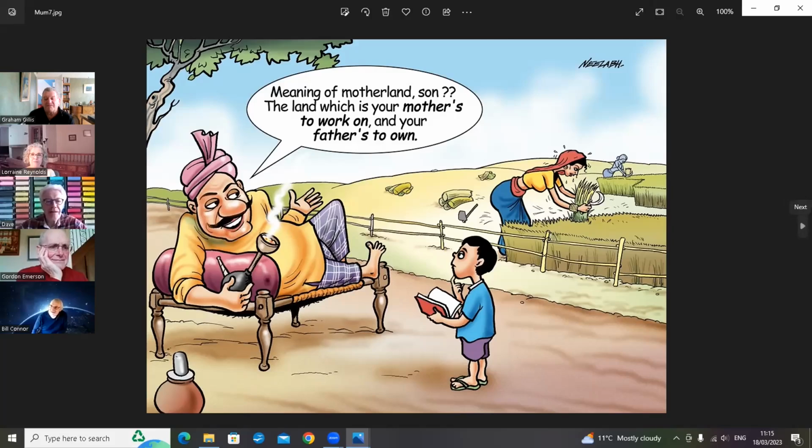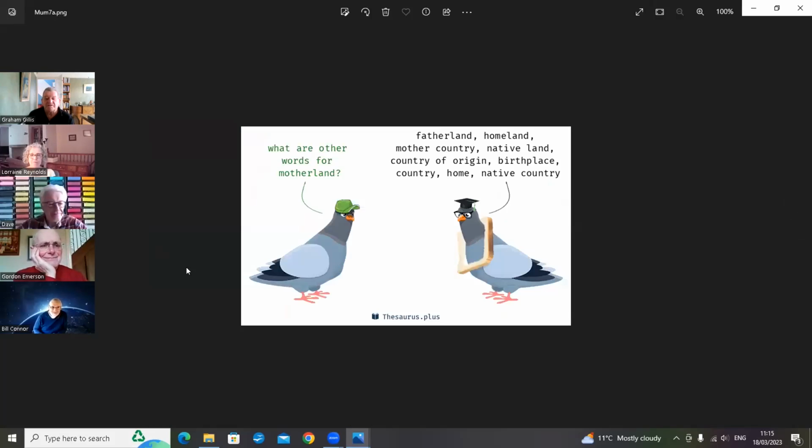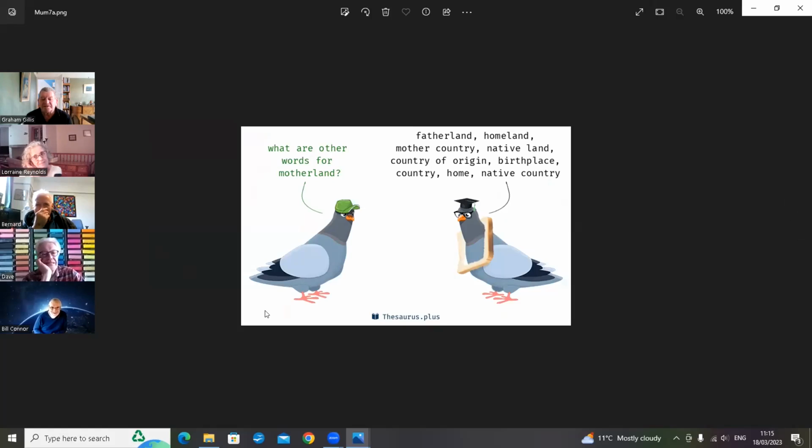What about the fatherland? Well, there we go. What are other words for motherland? Fatherland is another word for motherland. Your turn will come. Fatherland, homeland, mother country, etc. Fatherland's probably slightly less celebratory. It tends to remind you of Nazi Germany, doesn't it? Yeah, it's tainted, isn't it?